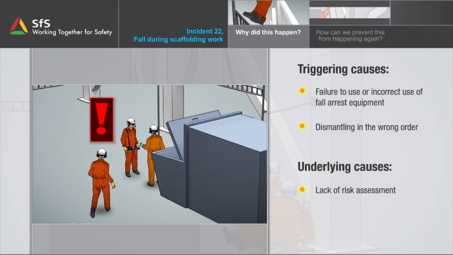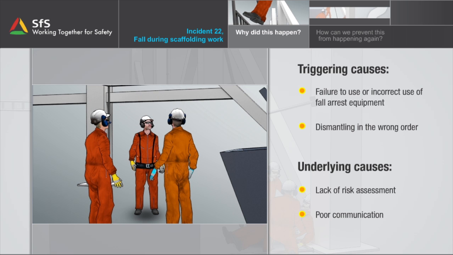There was inadequate risk assessment of the work to be carried out. The work team did not assess how and in what order the scaffolding should be dismantled, nor did they discuss risks before starting or during the work. The job was viewed as a routine task, and the checklist was only partially completed.